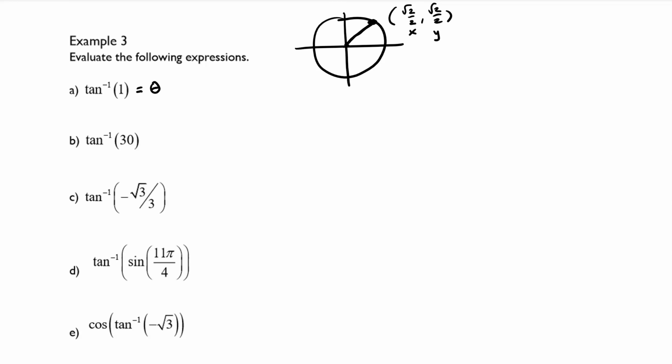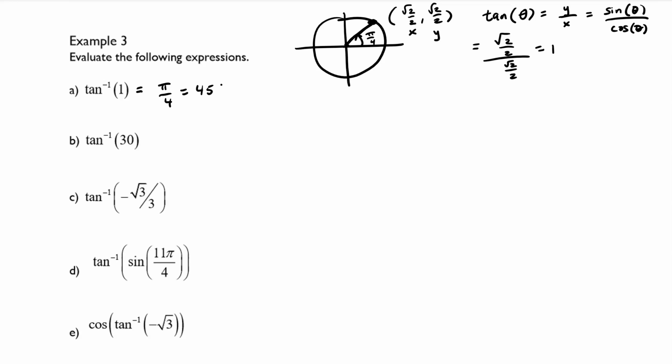This is our x coordinate, this is our y coordinate, and just as a reminder, tangent of some angle is equal to the y coordinate divided by the x coordinate, or another way of thinking about that is sine of theta divided by cosine of theta. So in this particular example, we have root 2 over 2 divided by root 2 over 2, and that ends up equaling 1. So the angle that ends up giving this to us is pi over 4. So you could present your answer as pi over 4 or 45 degrees, whichever you prefer.